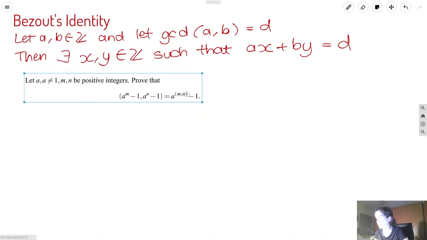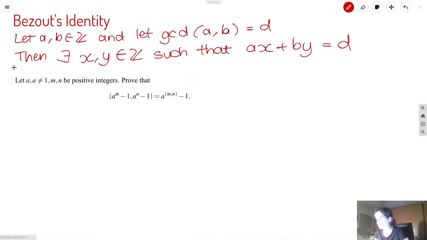Okay, so this problem says let a and n be positive integers and a is not equal to 0. Prove that this is true. So as I said, these rounded brackets just mean the GCD. So prove that the GCD of this expression and this expression is going to equal a to the power of the GCD of m and n, minus 1.